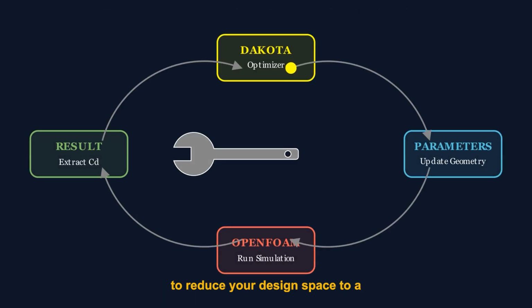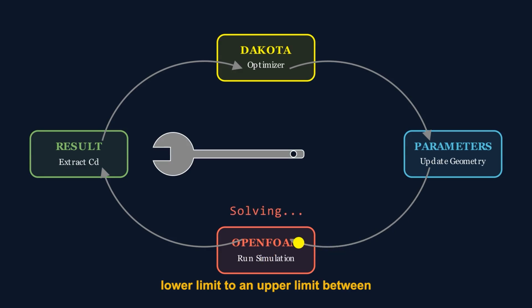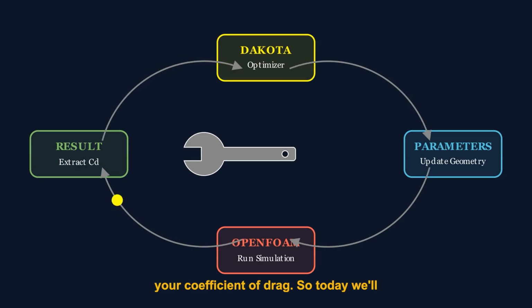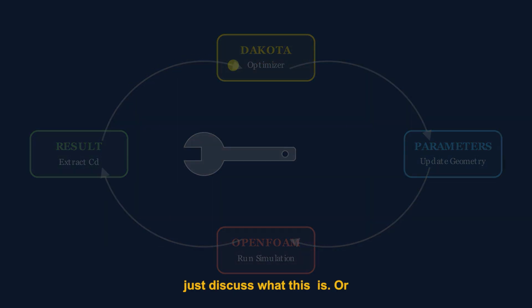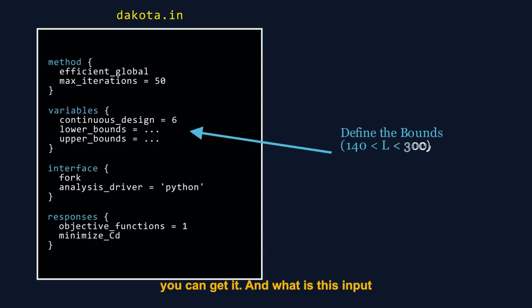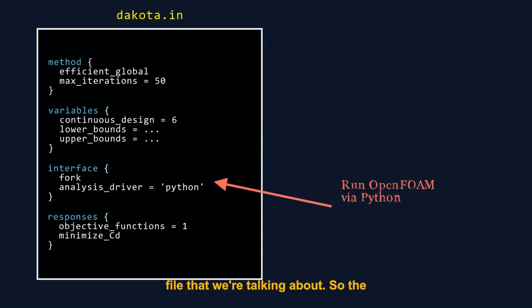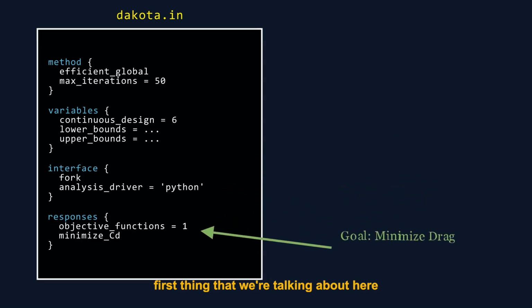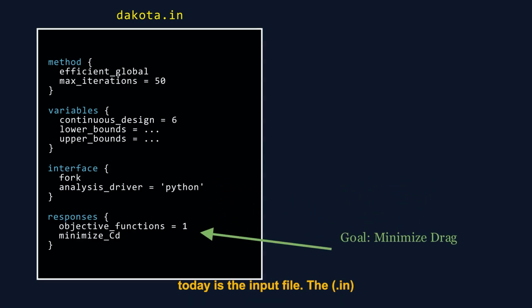The idea essentially is you want to reduce your design space to a lower limit and an upper limit, between which you'll find your optimal results of your coefficient of drag. So today we'll just discuss what this Dakota is, how you can get it, and what this input file is that we're talking about. The first thing we're talking about here today is the Dakota input file, the .in. This is what Dakota takes.